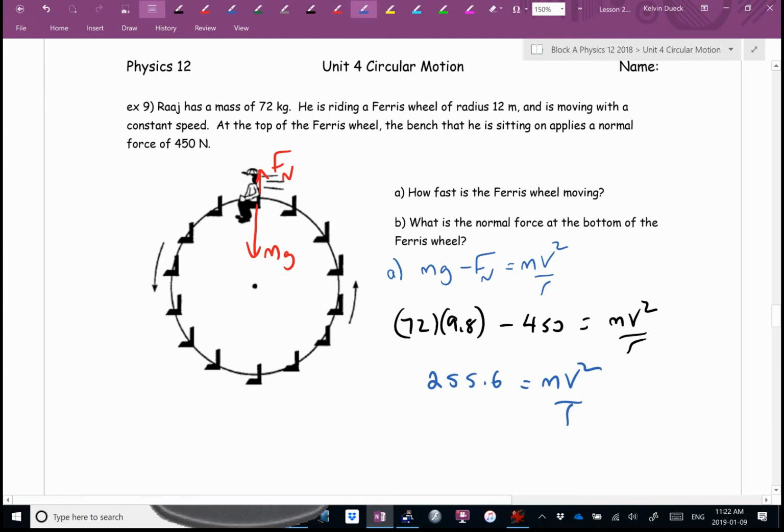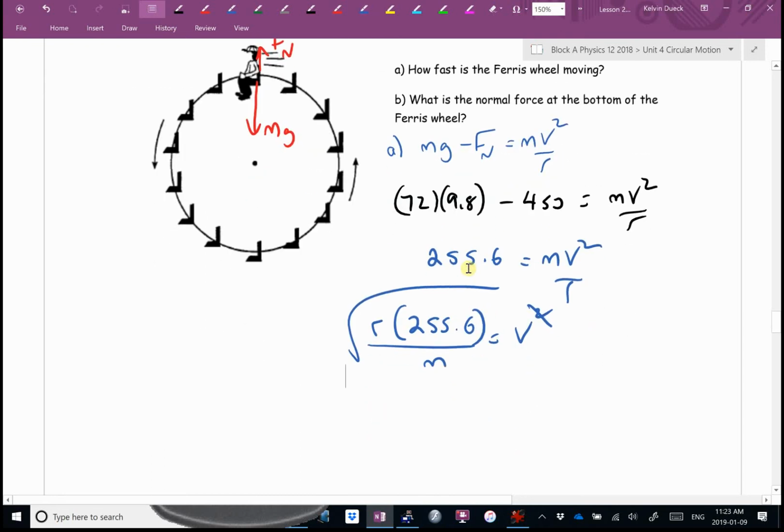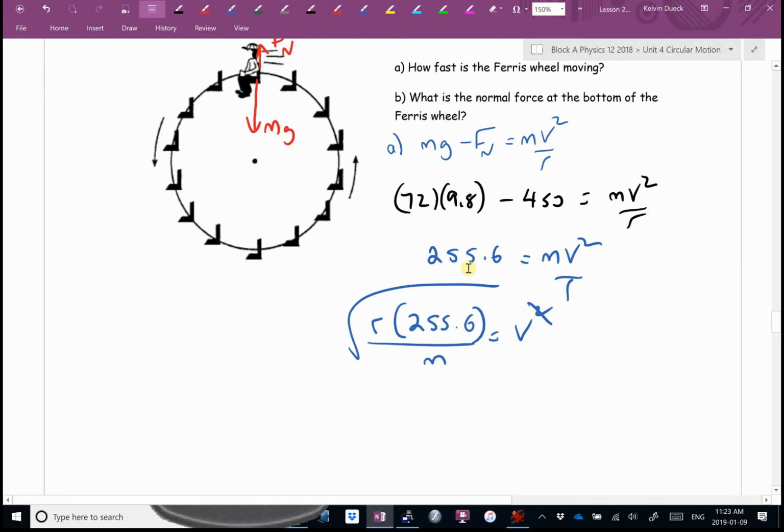Now I'll get the v by itself. You can do it before then, it's just you've got so many brackets and garbage kicking around that it becomes less clear and more confusing. So there comes a point when I just say, forget it. It's going to be r times 255.6 divided by m equals v squared. How do I get rid of a squared? Square root. That's the speed that this Ferris wheel is going at.